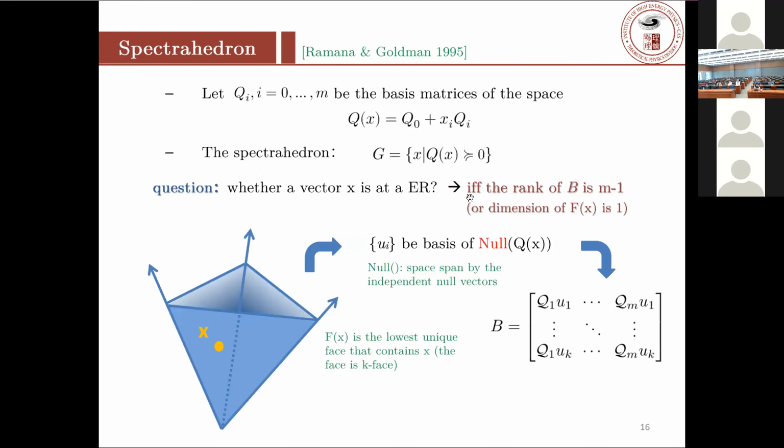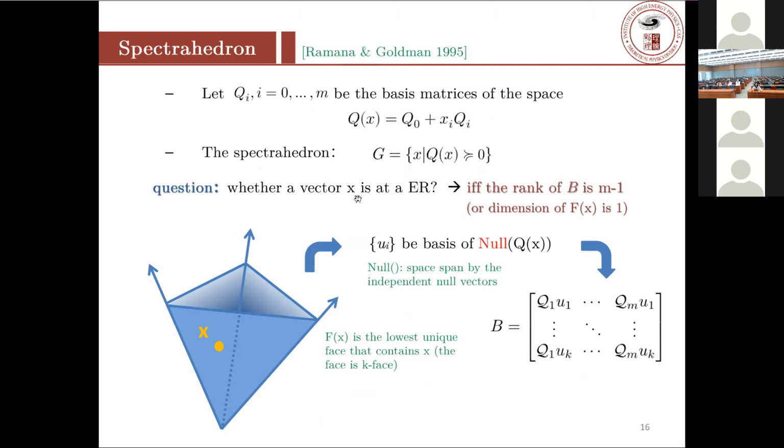To represent the spectral hadron, we let the Qi be the basis matrix of the space, and the Q can be represented by its coordinates Si. And we force the Q to be a positive semi-definite matrix, then we can define a spectral hadron. And the question is, how can we judge whether a vector S is at an extreme ray? This problem has been solved by this paper. But the proof is non-trivial.